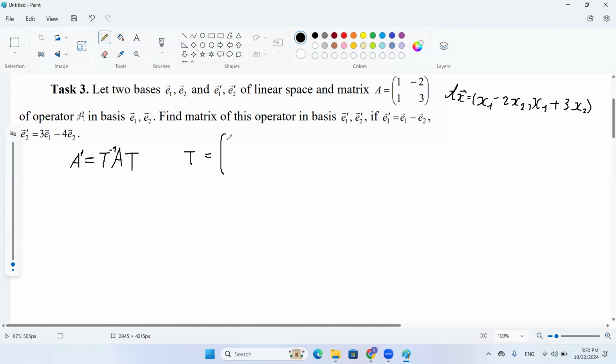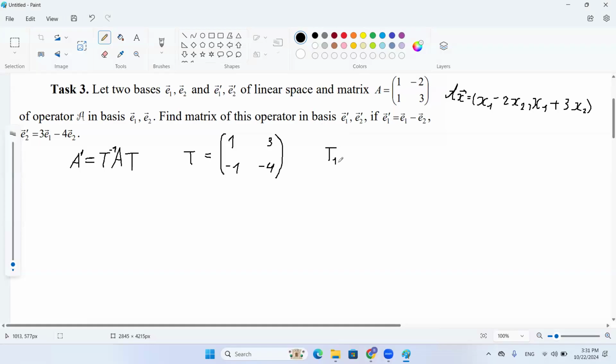So which coefficient will be here? 1. Here, also 1, or -1? -1, because, I see. Okay. And here, then 3 and -4. So this is the transition matrix. So now do you understand how it works? Yes. Okay. And now let's find the inverse matrix.